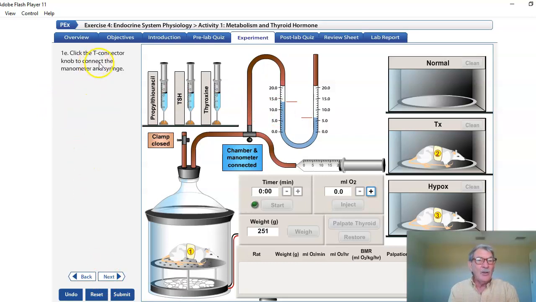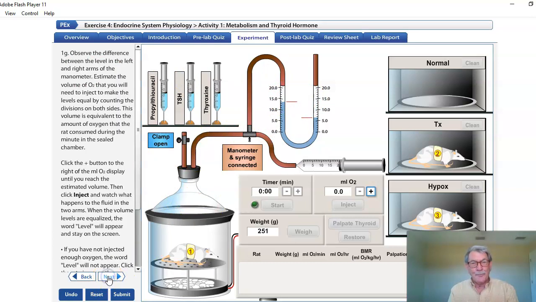Click the T connector to connect the manometer to the syringe. Yep. Click the clamp there so the rat can start breathing now. Okay. And so now we have this amount here we're going to be able to measure to observe the difference. Now I could look here and guesstimate. It looks like from 7 to 14, that should be around 7 mLs different.